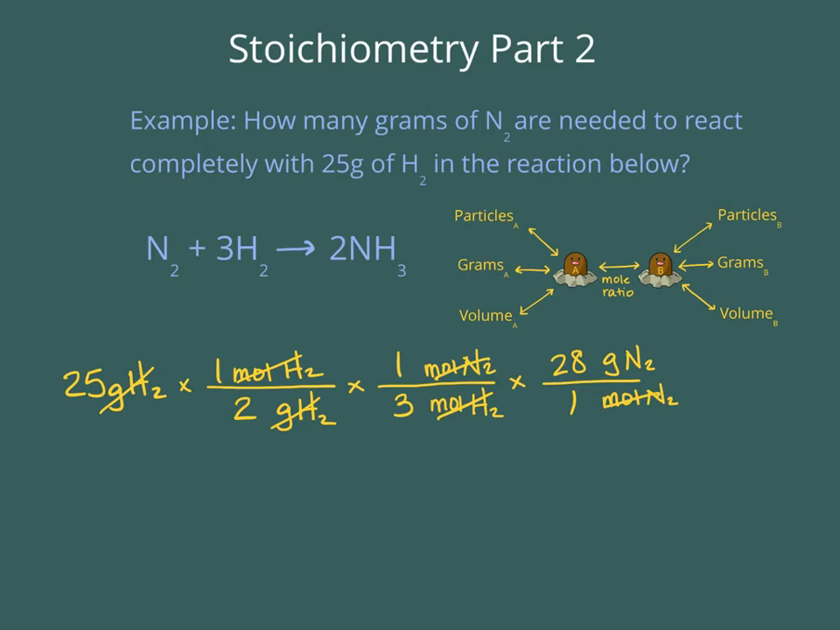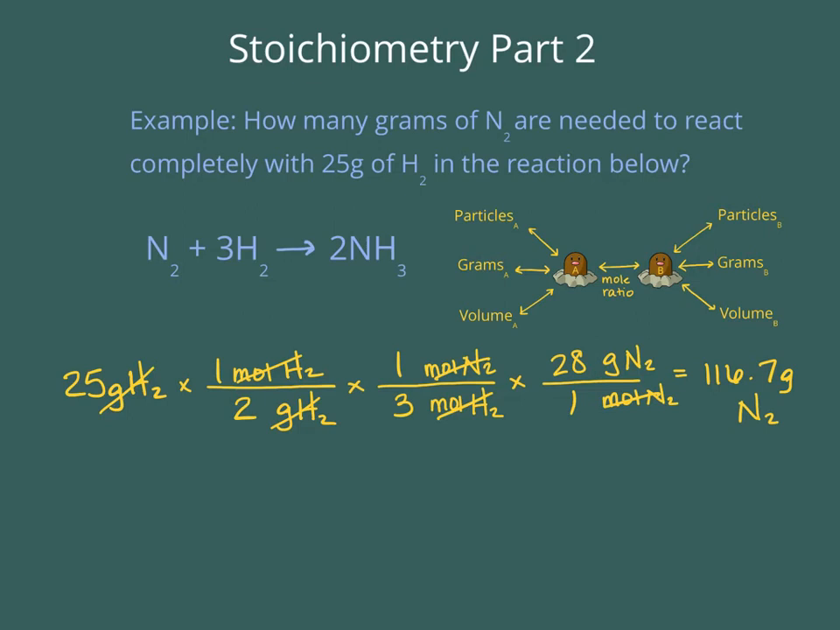Now I need to go back and do my calculations. So 25 divided by 2 divided by 3 times 28 gives me 116.7 grams of nitrogen. So what this tells me is that in this reaction, I need 116.7 grams of nitrogen to react completely with 25 grams of hydrogen.